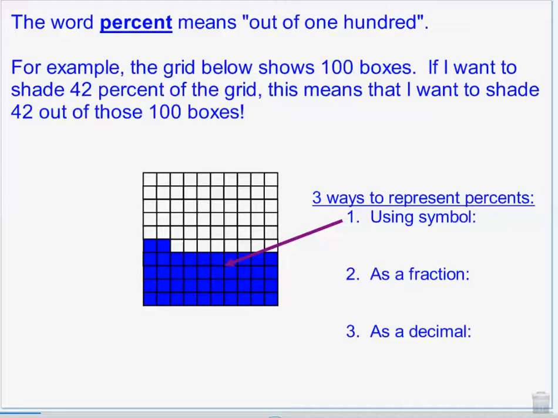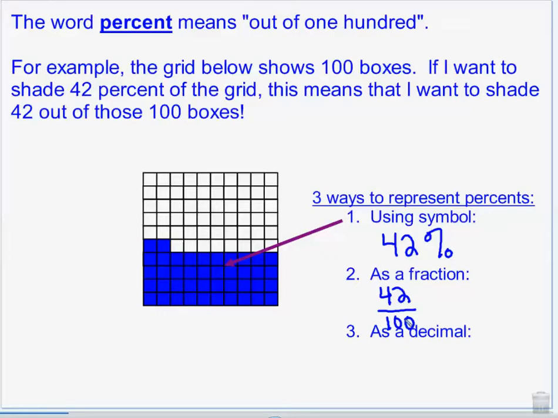One way is using a symbol. I can represent the percent, in this case 42, by writing the number 42 and then putting the percent symbol, which looks like that. I can also represent it as a fraction since percent does mean out of 100. So that's 42 out of 100 boxes, so the fraction 42 over 100 represents 42%.